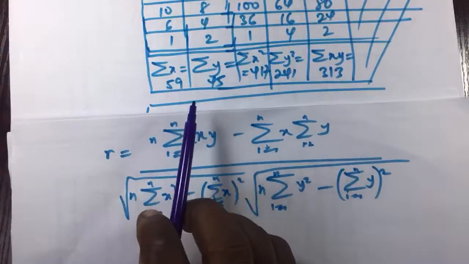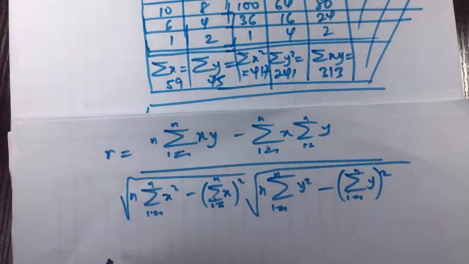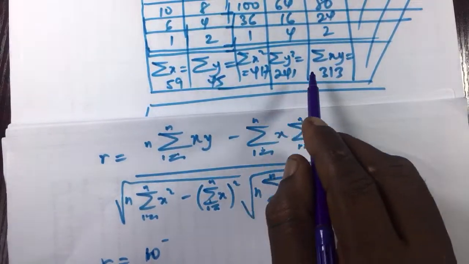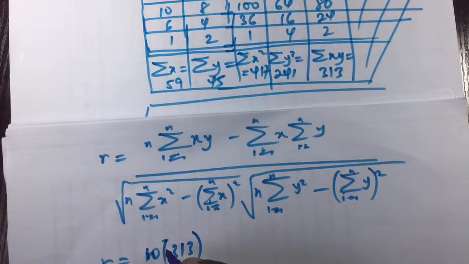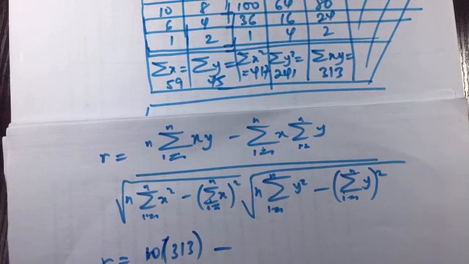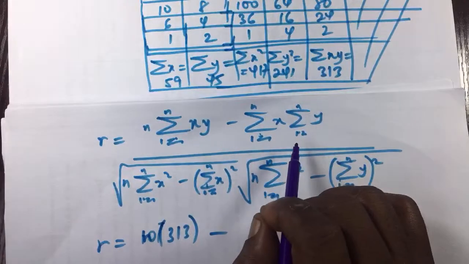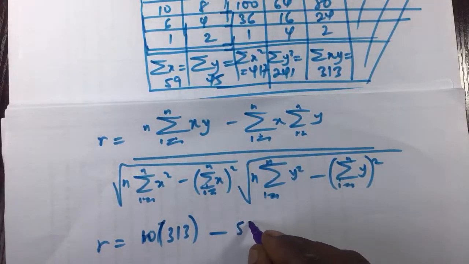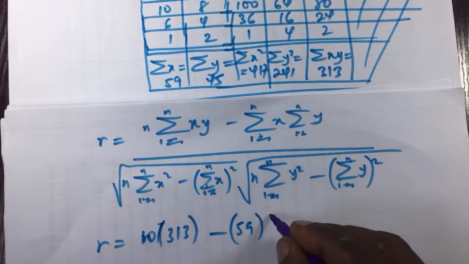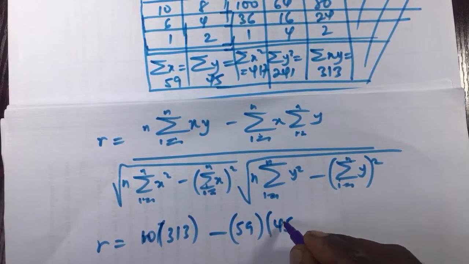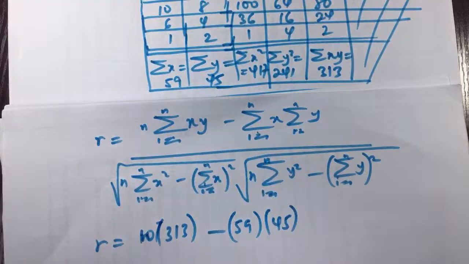So, look at our summation. Under x, we had n, which is in this case 10. I'm going to write 10. What is your summation xy? Summation xy was 313. So I'm going to put here 313. Okay? Minus, you come over to the next one. What was your summation x? It was 59. I'm going to put 59 here in bracket. What was your summation y? I'm going to put here 45. You will see this is 45.